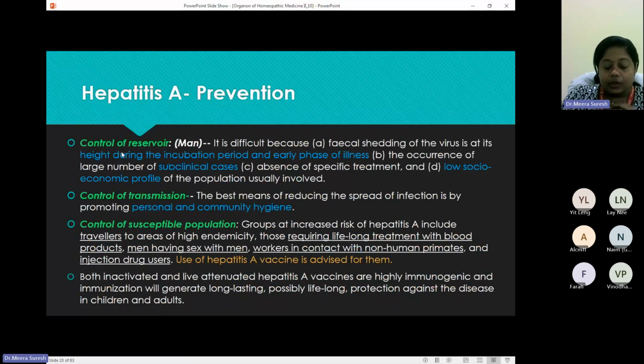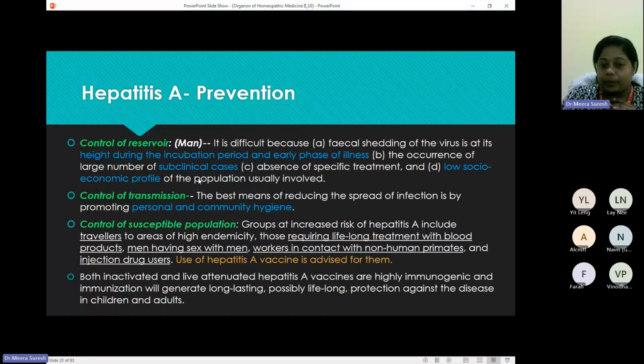So how to prevent it? We can go in 3 steps, like control of the reservoir, which is man. It is difficult because of the reason that I told you. The fecal shedding of the virus is high during the incubation period, when the person is not showing any symptoms in the early phase of illness. So we don't even know the patient is infected. So how can we isolate him? Even though there is only one reservoir, man, it is not possible.